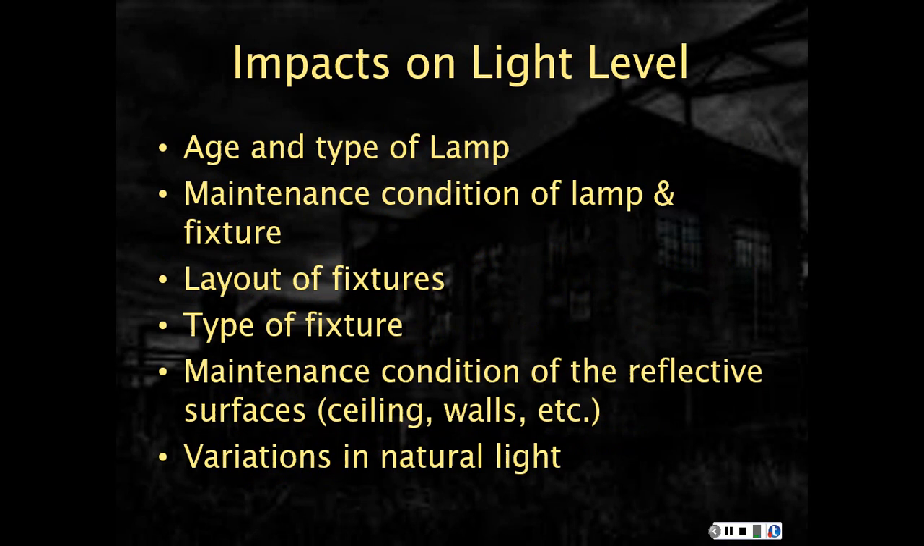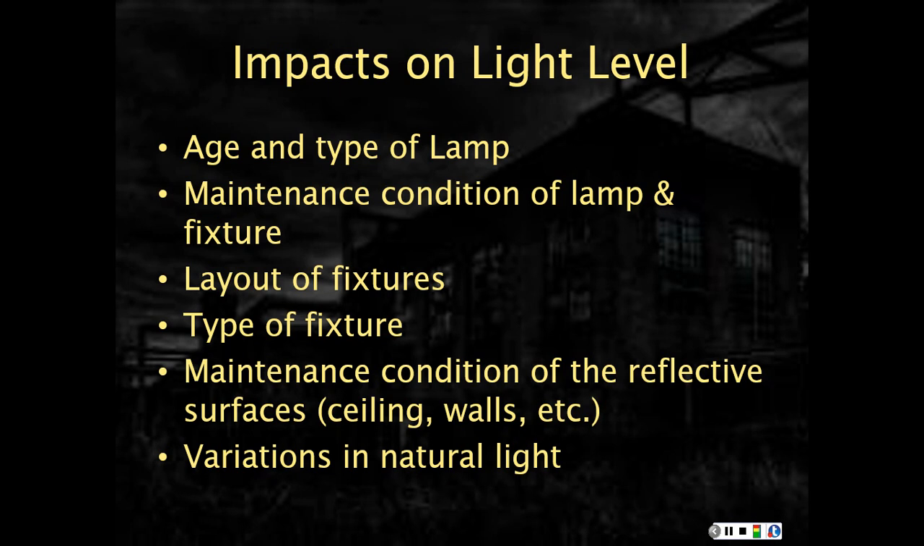Things that impact light level: age and the type of lamp. In other words, certain lamps give off certain types of light in certain directions. As a lamp ages, it typically starts giving off fewer and fewer lumens compared to the wattage put in, so the efficacy drops. Then there is the maintenance condition of the lamp and fixture. Lamps and fixtures, also known as luminaires, should be cleaned periodically. That rarely happens. So as dirt and dust accumulate on the lamps, the light output changes.